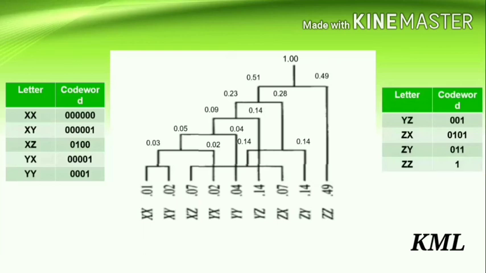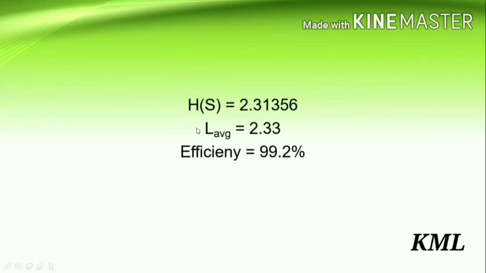Okay. So now let's calculate the efficiency for this tree. So here I have the entropy as 2.31356, L average is 2.33 and efficiency 99.2%. So here you can see that in our modified version we got a better efficiency compared to the basic Huffman coding. Okay, so this method gives us a better efficiency compared to the simple Huffman coding.